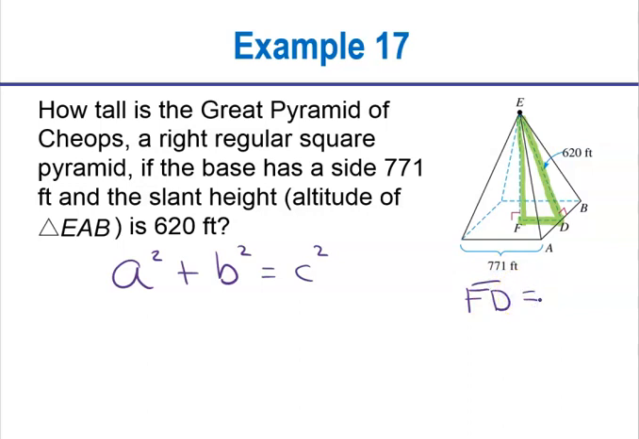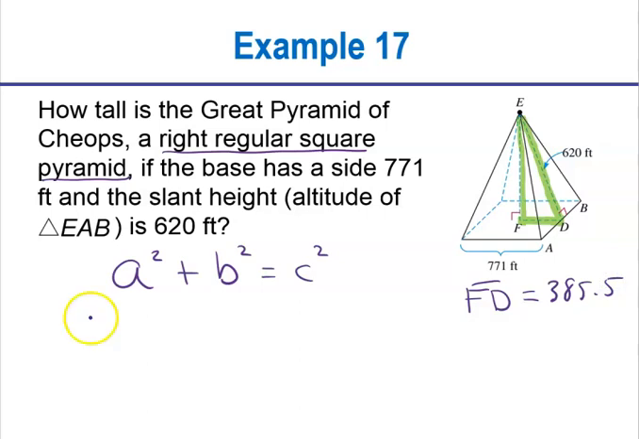Well, again, it says that it is a regular square pyramid. And because this is a regular square down here, this altitude is going to come down and hit the center of the square. Therefore, the length of FD is half of the side of the pyramid. So we need to take 771 and divide it by 2, and that's going to give me 385.5. So FD is 385.5. Is that enough information to get this done?